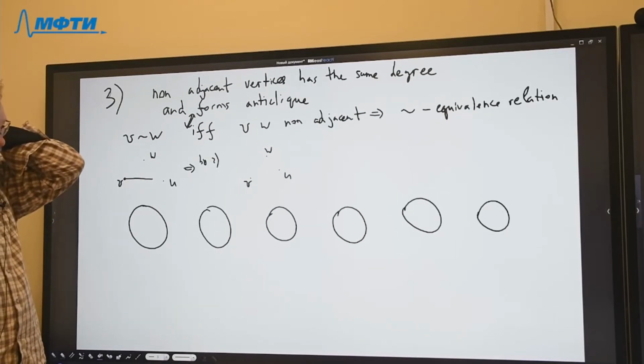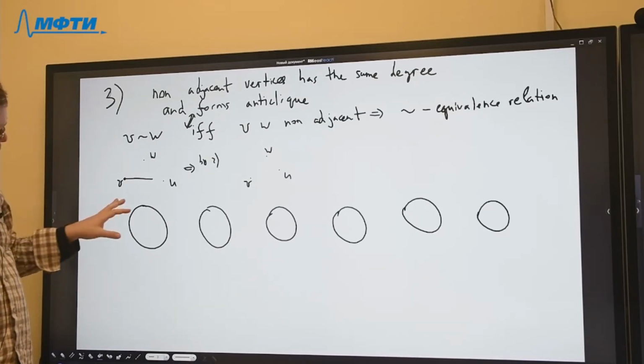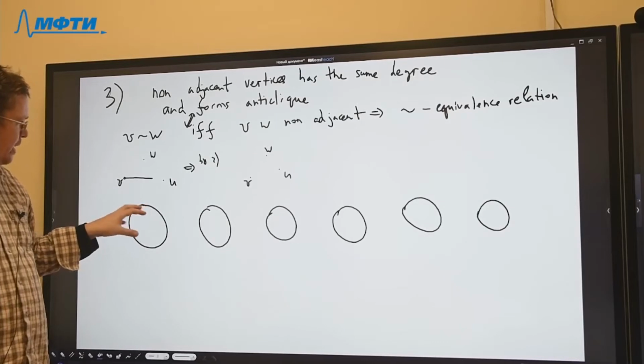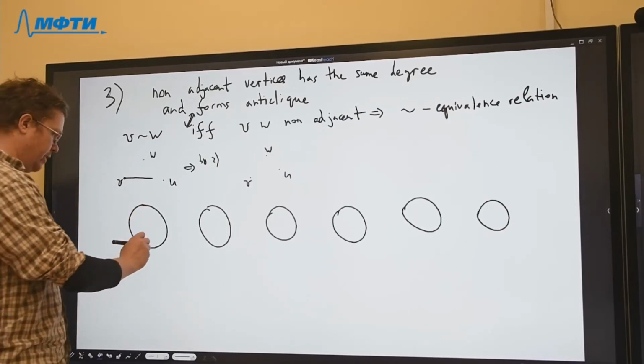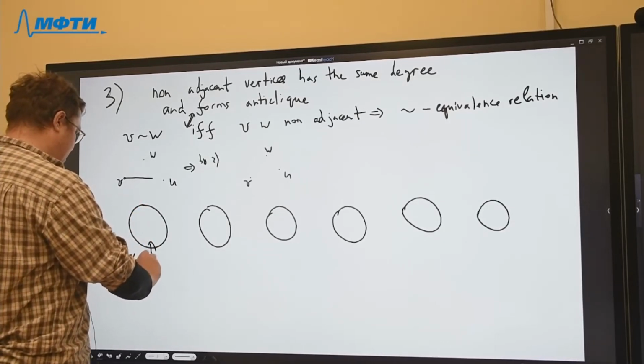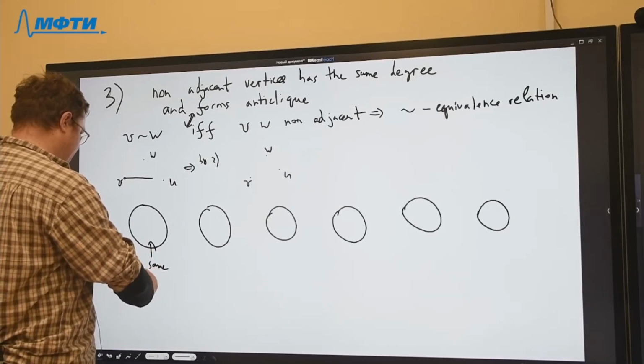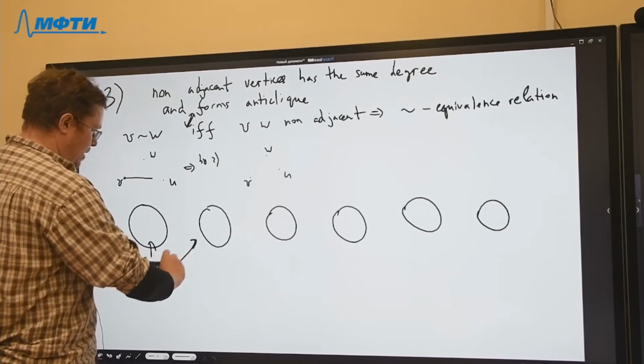So now we know that we have some anti-cliques. They have the same degree in each of these cliques.